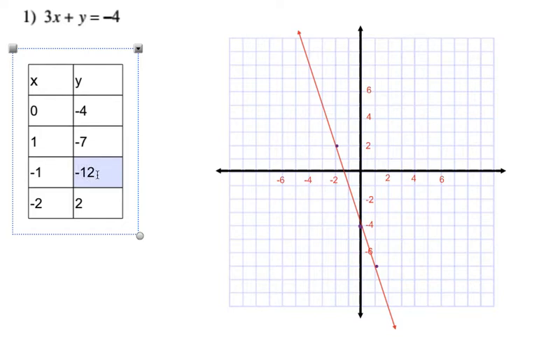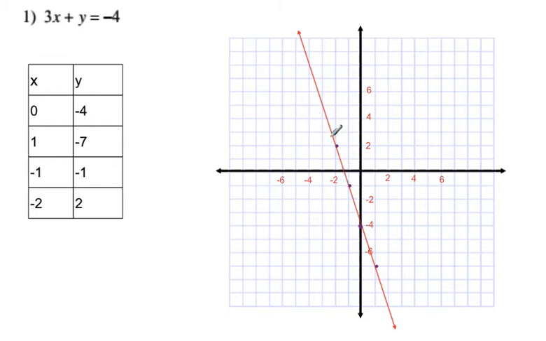-1, not 2. So let's see. Oh yeah, that is right. I was supposed to have plotted -1, -1, because now all 4 points line up on the line. That's my line. Yay! I got the line. I got the equation of this thing. That is how you do these problems. Try not to make those mistakes that I was making, but you got the point.